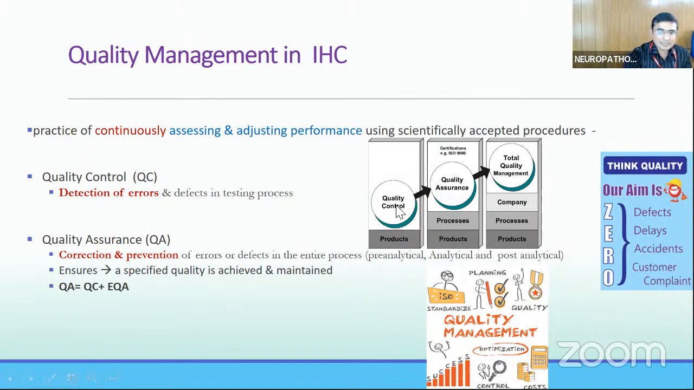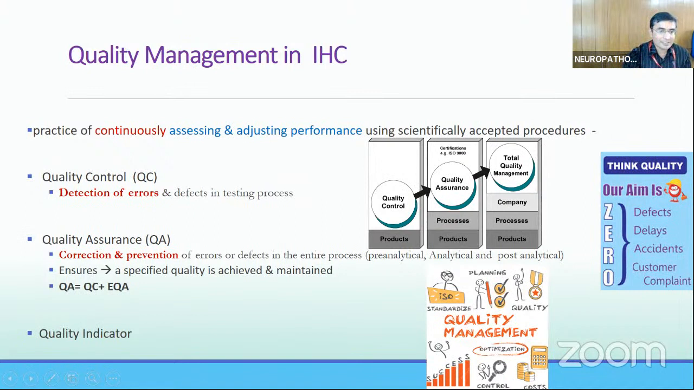So quality control is part of quality assurance. Quality assurance is a broader one, which covers many processes and products. And when you take care of even devising or making policies and maintaining them, then it becomes total quality management. This is not applicable only to IHC, it is applicable to the entire laboratory cycle. And over that, you should know whether your vehicle is running on reserve or any problem is there, some kind of indicator.